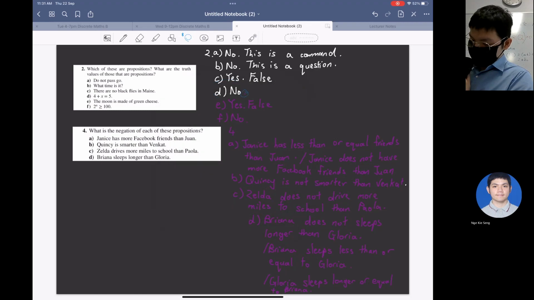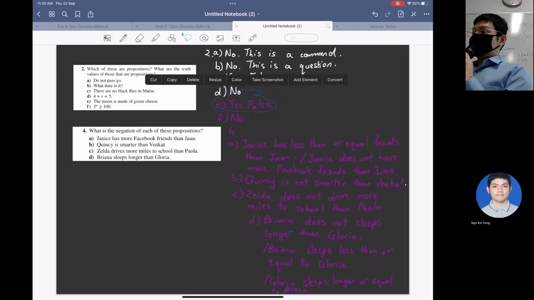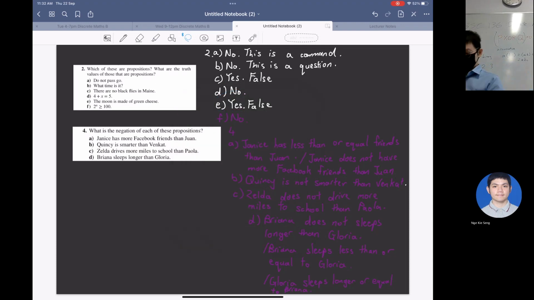Next. The moon is made of green cheese. True. Proposition or not? Yes. Okay. Why? It's not made of green cheese. How do you know? Okay, so maybe it's not made of green cheese, maybe it's white cheese then. I also don't know. Okay, false. Don't know what the moon is made of.